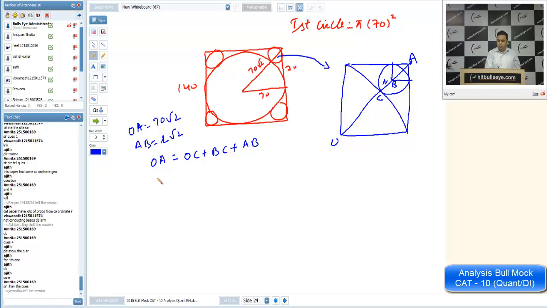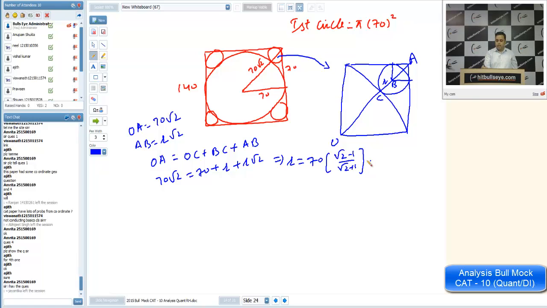So OA, 70 root 2, is equal to OC, which is 70, the radius of the big circle, plus BC, which is the radius of the smaller circle, plus AB, which is again r root 2. So from here we can find the value of the radius r, and it will come out to be 70 into (root 2 minus 1) upon (root 2 plus 1). Is it clear?